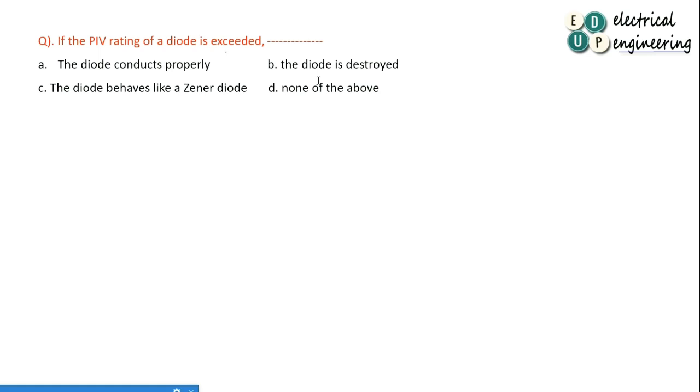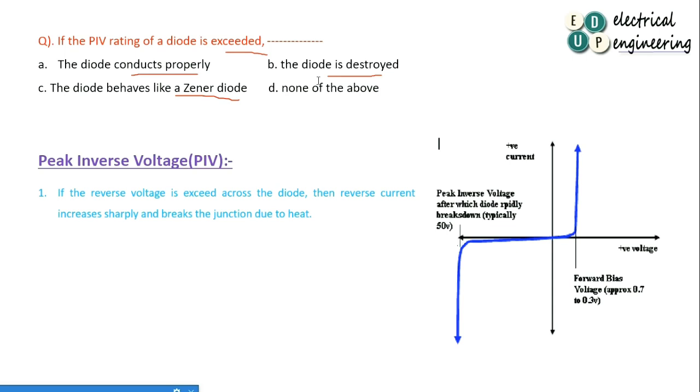Now comes to the next question. If the PIV rating of the diode is exceeded, then the options are: diode conducts properly, the diode is destroyed, the diode behaves like Zener diode, or none of the above. Now PIV is the peak inverse voltage, which is the maximum reverse voltage which a diode can withstand without destroying the diode. If the reverse voltage exceeds the PIV, then the reverse current increases sharply. Then the junction of the diode breaks due to the heat.